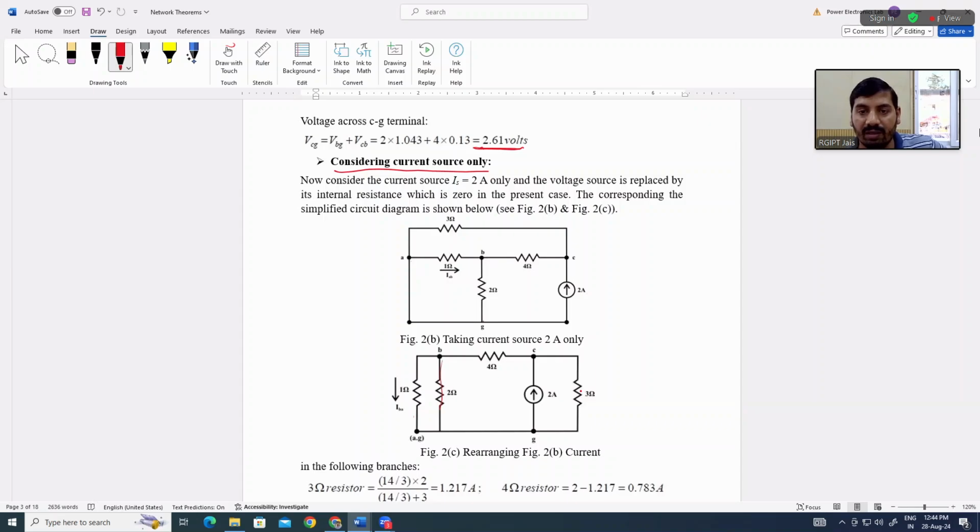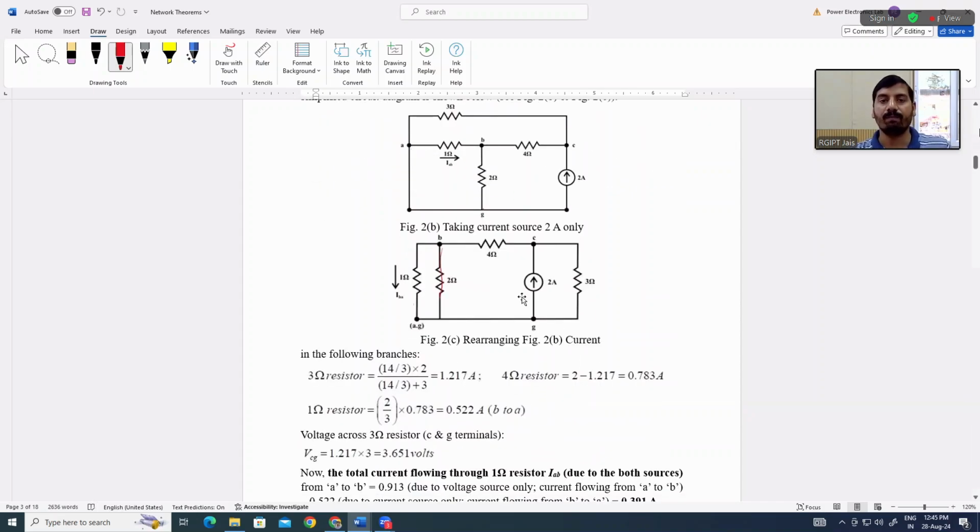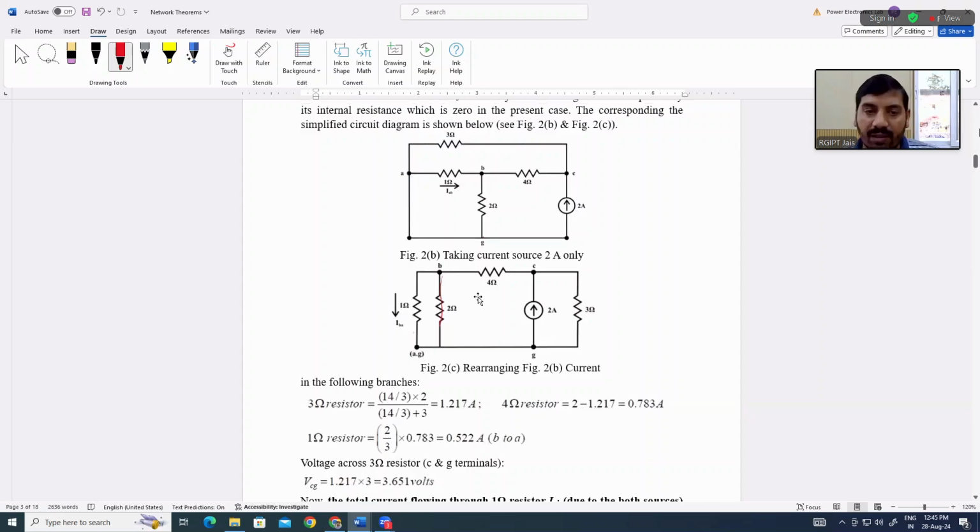This is the 2 ampere current source, and then a 3 ohm resistor is connected between C and G. A or G, both are at the same potential, so between C and A or G, this 3 ohm is connected. If we rearrange the circuit, it will look like this. In this branch, across the 1 ohm resistor, you have to find the current value, which is IAB double dash.